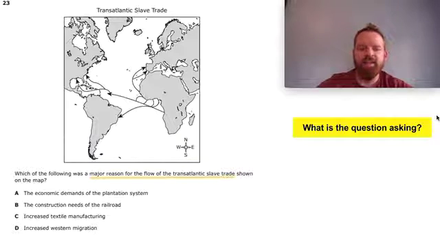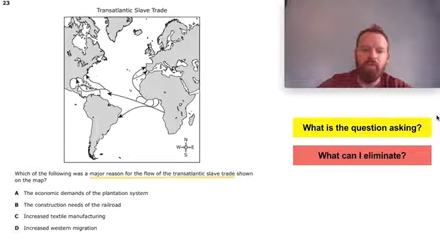What is the question asking? So what's the major reason? So the major reason for the flow of the transatlantic slave trade. So what caused this? Why is it happening? Well, what can I eliminate? We see the answer choices below are the economic demands of the plantation system, the construction needs of the railroad, increased textile manufacturing, and increased Western migration.